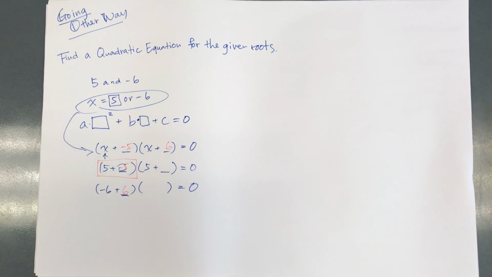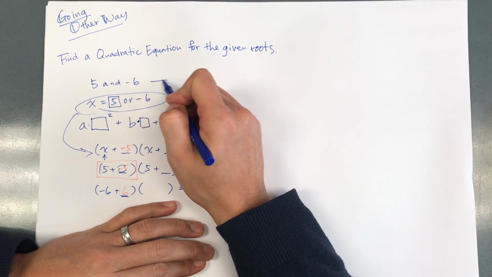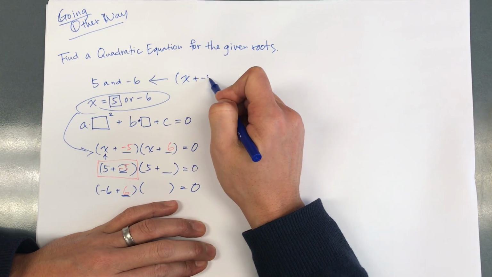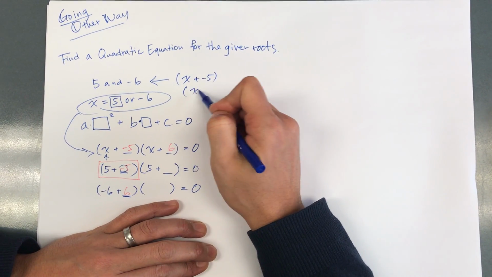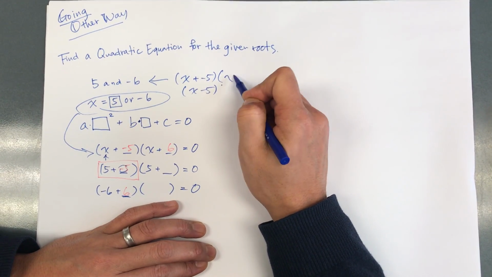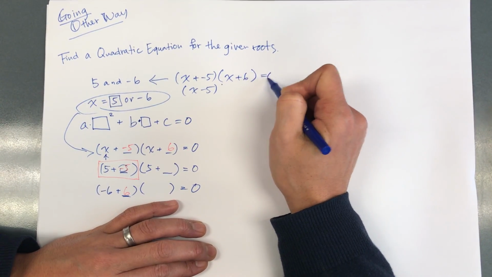So the equation that fits this quadratic equation will be x plus -5, or you can write x minus 5 in the shorthand, times x plus 6 equals 0.